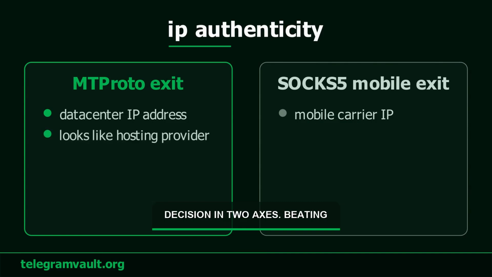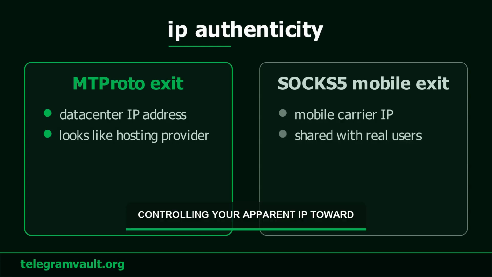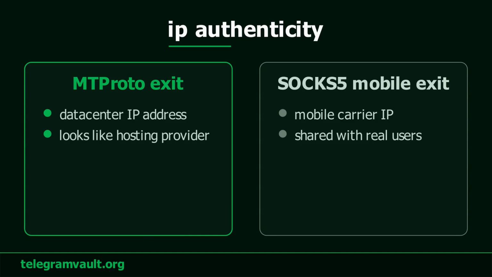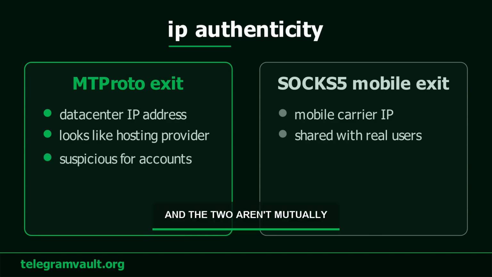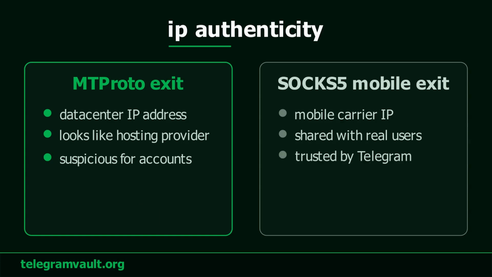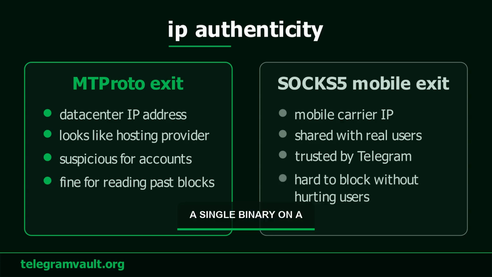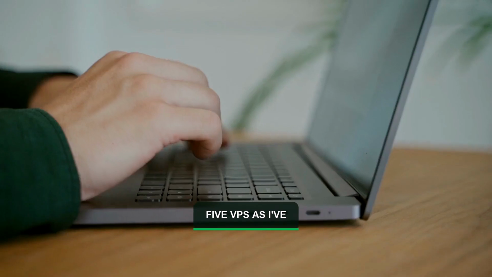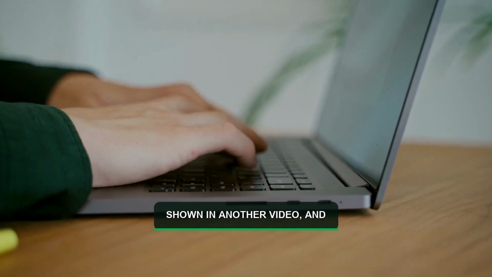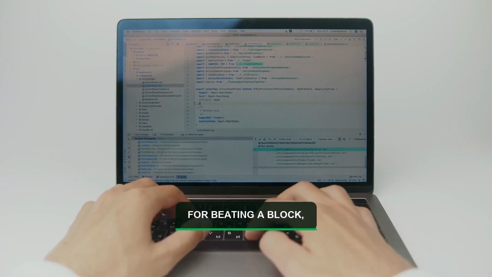That's the whole decision in two axes: beating a block, MTProto; controlling your apparent IP toward a clean mobile address, SOCKS5 mobile. And the two aren't mutually exclusive across your accounts, they're just different jobs. There is a third axis worth naming, who has to run the thing. MTProto proxies are something you can stand up yourself cheaply, a single binary on a $5 VPS, as I've shown in another video, and that's part of their appeal for beating a block.